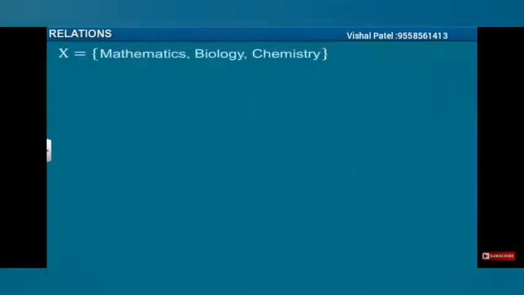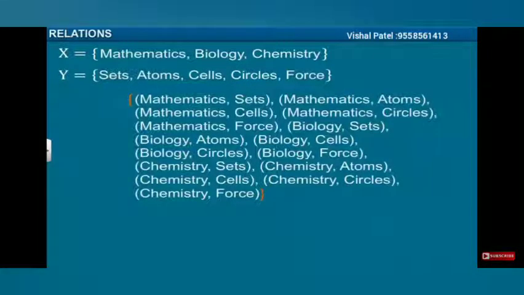Now another example. Let X is equal to {mathematics, biology, chemistry} and Y is equal to {set, atom, cell, circle, force}. So in X cross Y we have a total of 15 elements, total 15 ordered pairs, because n(X) is equal to 3 and n(Y) is equal to 5. So X cross Y is 3 cross 5, equal to a total of 15 elements like mathematics set, mathematics atom, mathematics cell, mathematics circle, mathematics force, and so on for biology and chemistry also. So in total we have 15 relations.